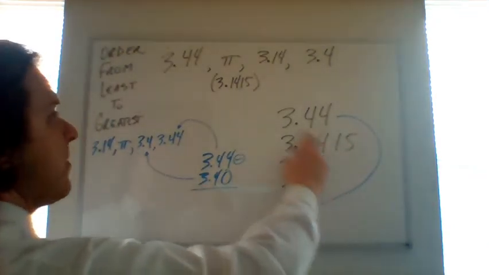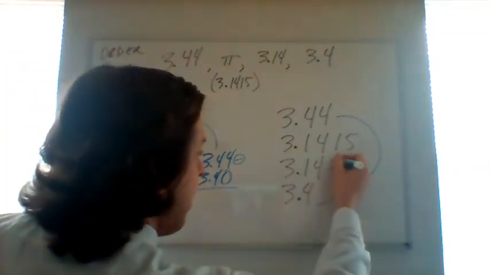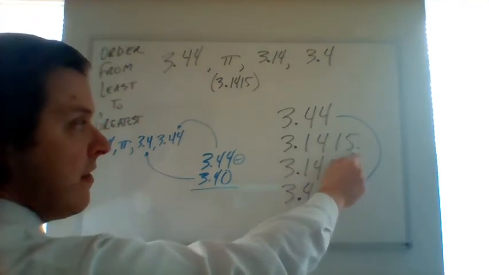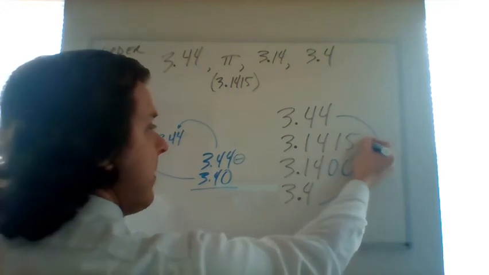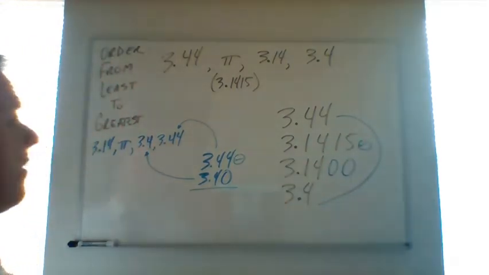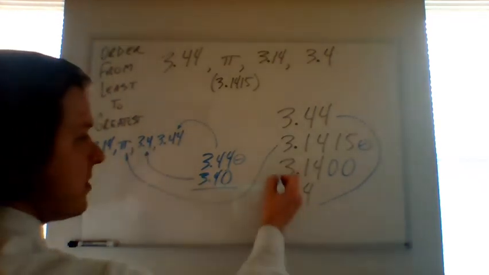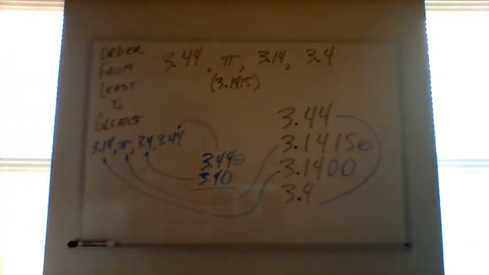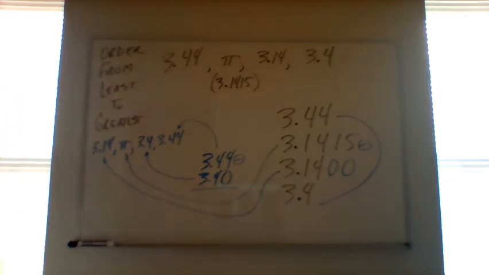And I can do the same thing with the pi and the 3.14. If I put 0, 0 in there, what's larger, 1415 or 1400? Well, this one is larger. So 3.1415, pi, is the third largest, which means 3.1400 is the smallest. We can just compare the digits after the decimal. All right.